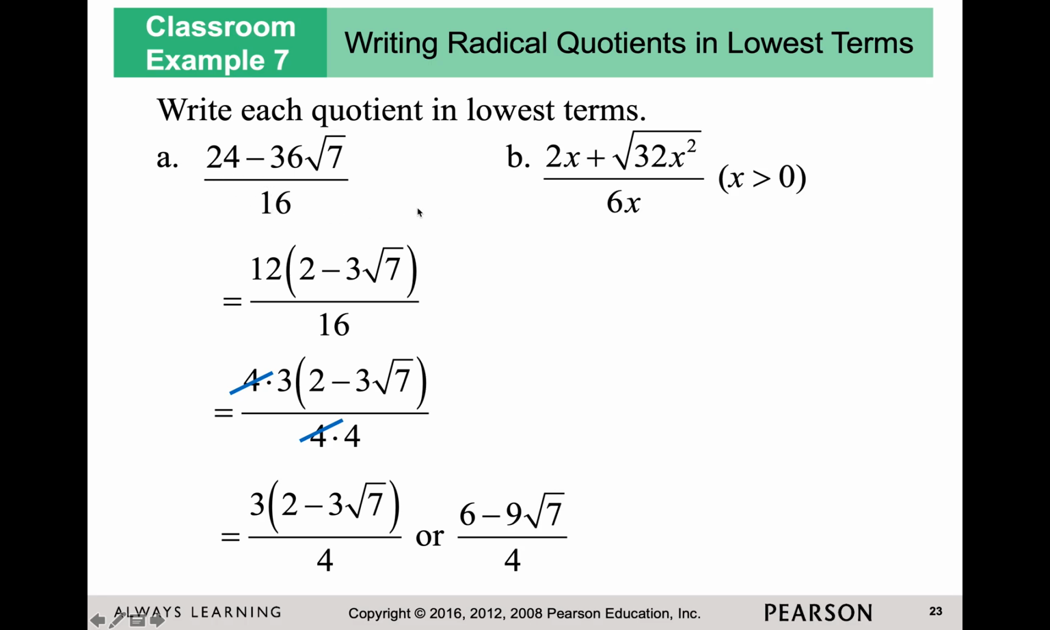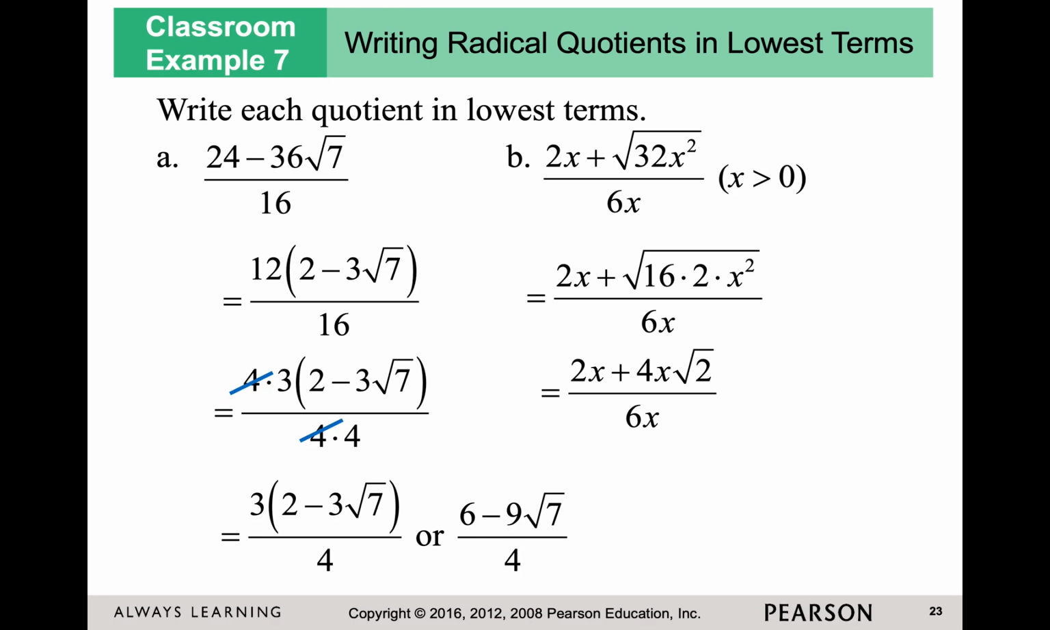Then we go to part B. Part B is a little different because I've got this square root of x squared, which first of all, I can do something with. And second of all, I can reduce the square root of 32 into 16 times 2. So I simplify that and I get here.